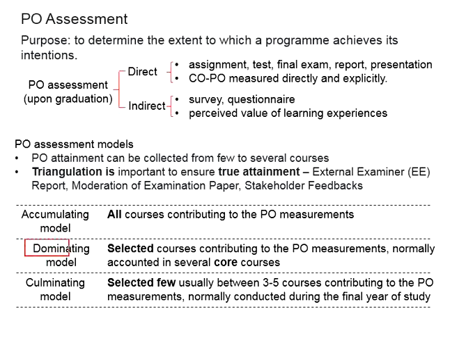This dominating model has the advantage of having less data to be analyzed. Second, the PO measurement is more specific. We only consider the core courses. This helps to reduce the noise or bias that can be contributed by the fundamental courses.